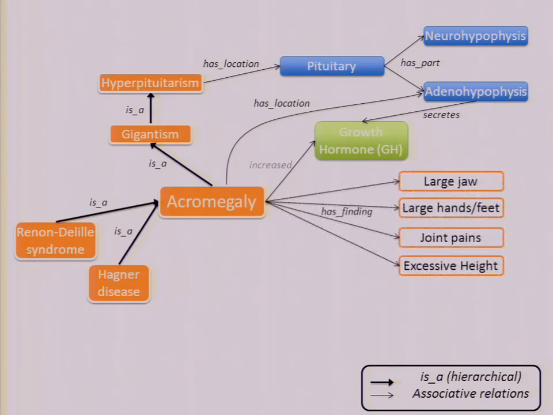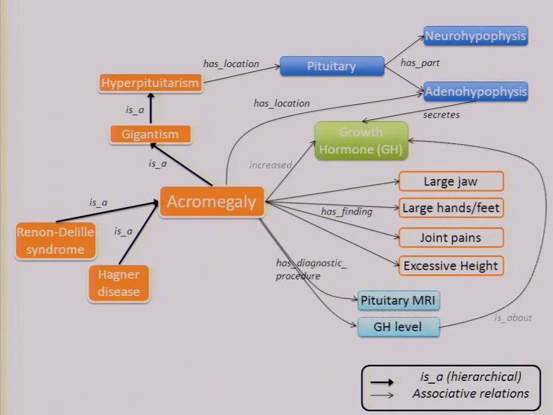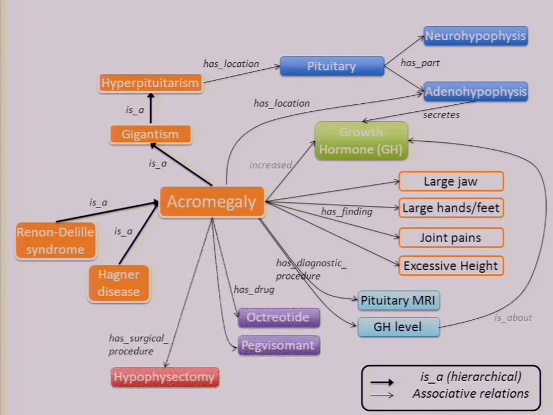More of this, acromegaly has findings. We can represent that formally. It has finding relationships: large jaw, large hands and feet. Other things like, how do we diagnose this? We can get a growth hormone level, which is about the growth hormone. We have an MRI of the head, which can detect a tumor in the pituitary. And then the treatments. We look at medical treatment, and we have the surgical procedures that are used to treat acromegaly.